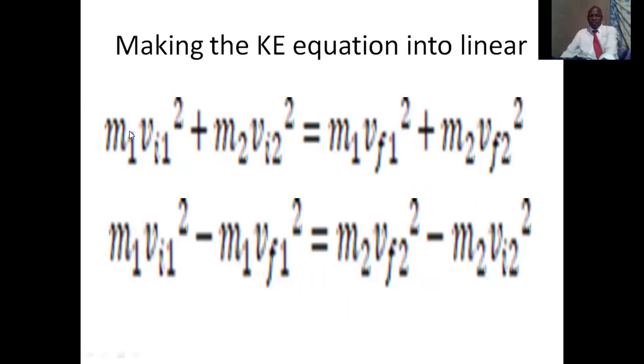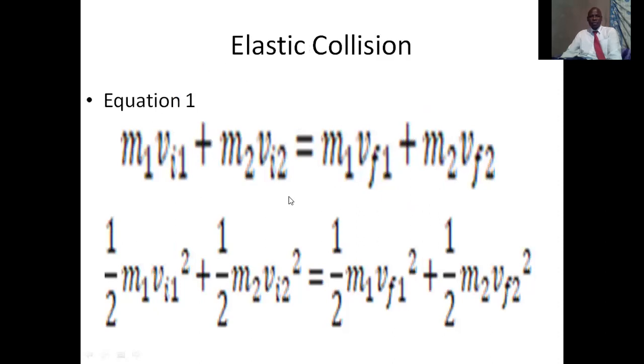And so we want to make sense out of an elastic collision, so making the kinetic equation into a linear one. To solve this in an elastic collision, it means that you have two equations. To find a solution, you are going to have two simultaneous equations. One is linear, and the other one, because it has velocity to the power 2, is a quadratic equation. So you are going to solve one linear equation and one quadratic equation.